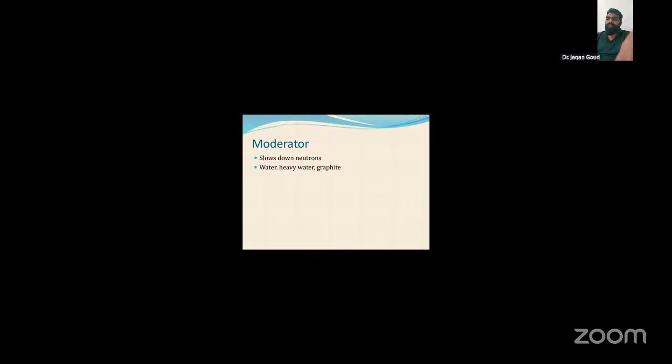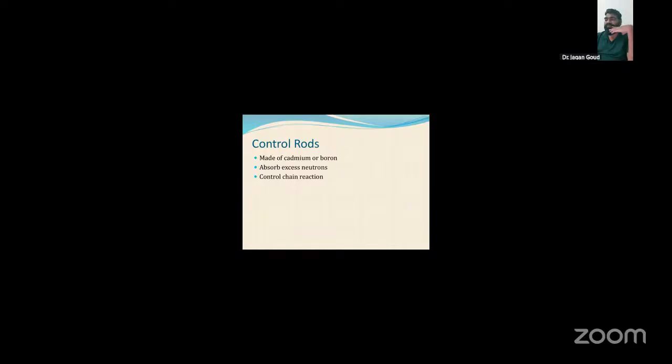Coming to the next slide, control rods. What are control rods? Control rods are essential safety and operational components of nuclear reactors. Their primary function is to absorb excess neutrons and thereby control the rate of the nuclear chain reaction. Without control rods, the number of neutrons in the reactor core could increase uncontrollably, leading to overheating and potential reactor damage.